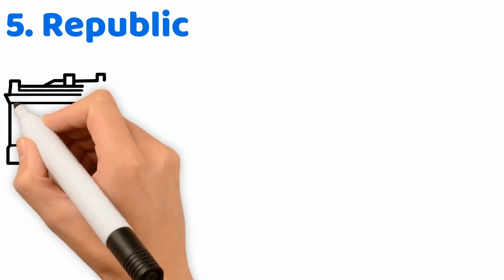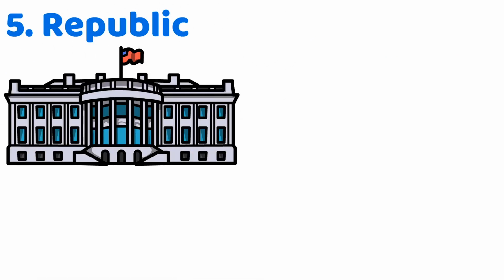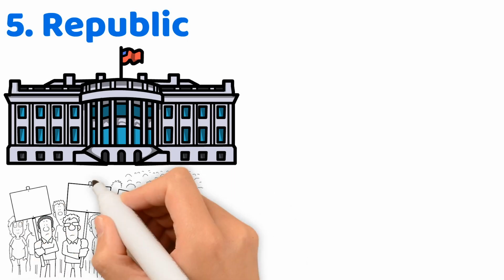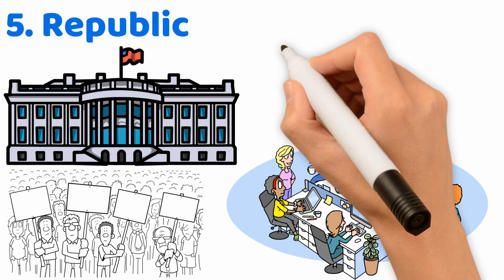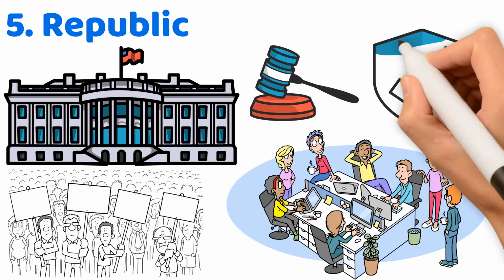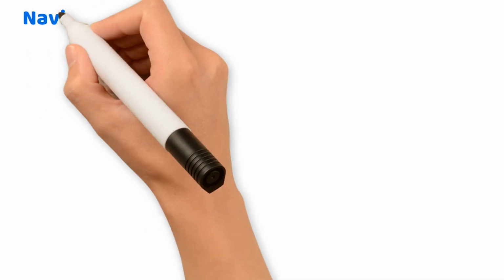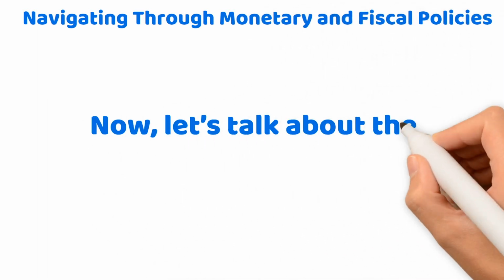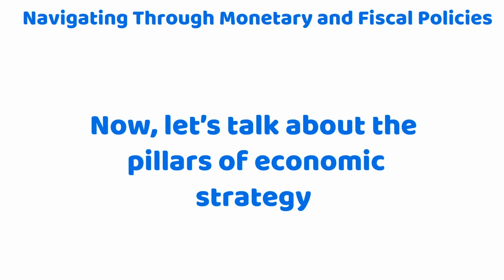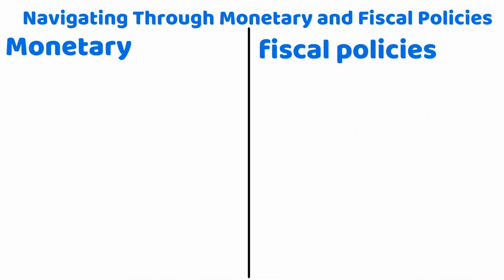5. Republic. In republics, the government is a public matter, and officials are elected to represent the people. This system supports various economic systems, but generally upholds laws that protect private property and encourage free enterprise, navigating through monetary and fiscal policies. Now, let's talk about the pillars of economic strategy: monetary and fiscal policies.